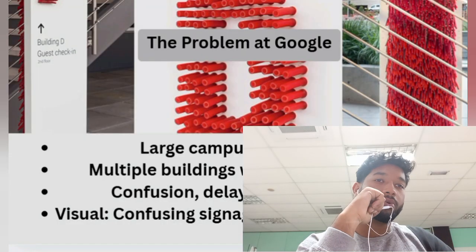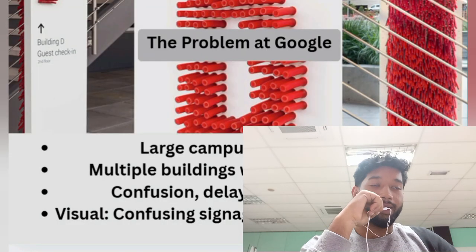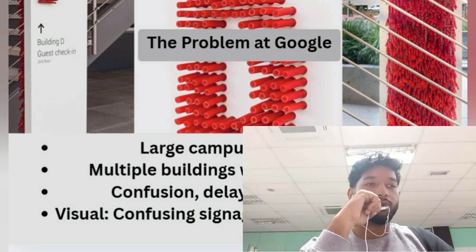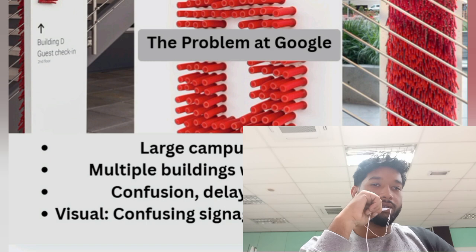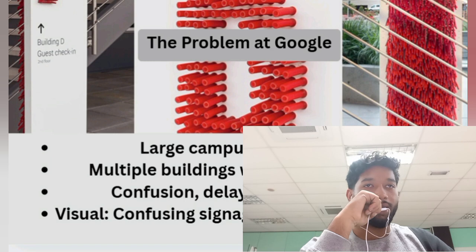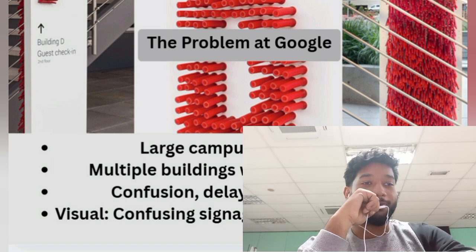Problem statement at Google: it was a large building, a large campus, pretty complex, and there was a poor wayfinding system over there. So it would lead to confusion, stress, and delay in the day-to-day uses. So that was the problem statement.